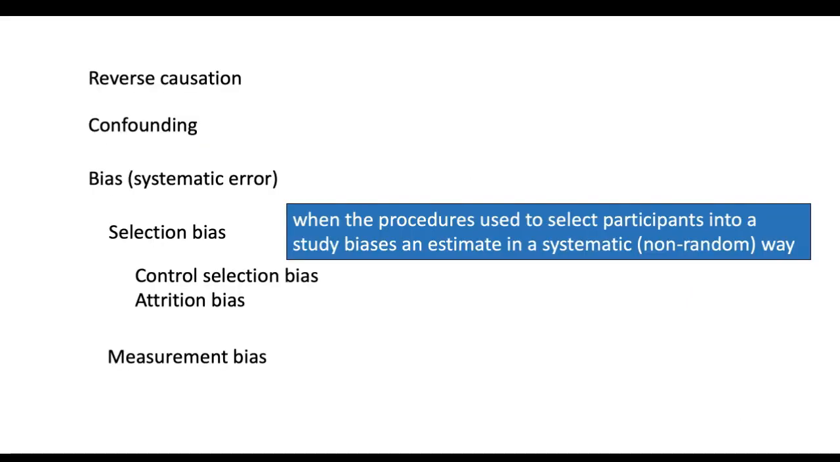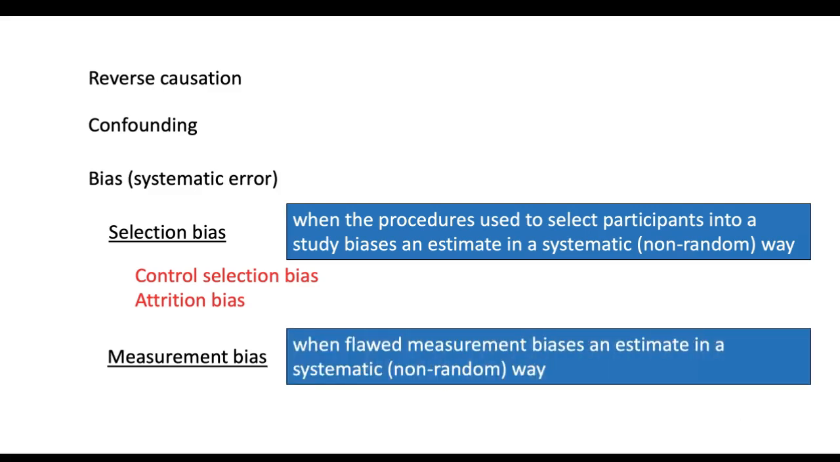Both control selection bias and attrition bias are examples of selection bias, in which the procedures used to select participants into the study can bias estimates. The second kind of systematic error is measurement bias. Measurement bias is when flawed measurement biases an estimate in a systematic or non-random way.